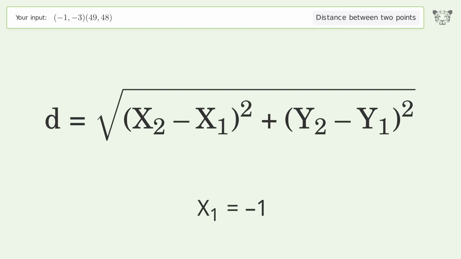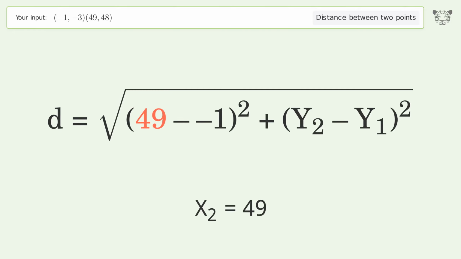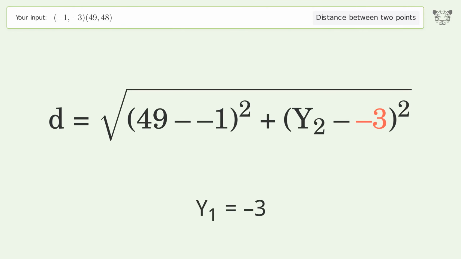x1 equals -1. x2 equals 49. y1 equals -3. y2 equals 48.